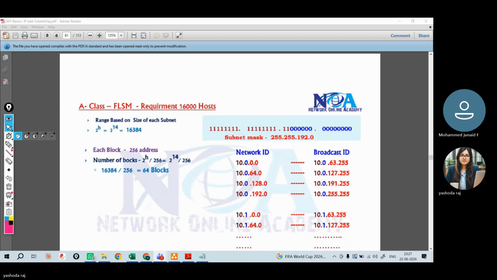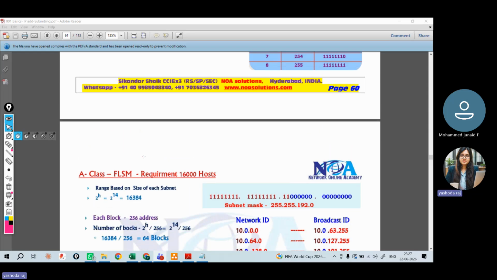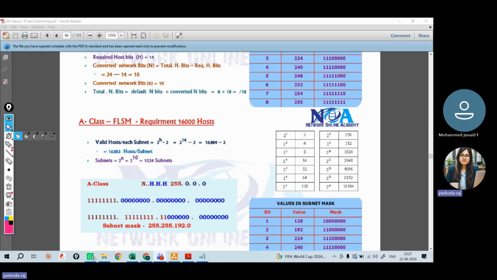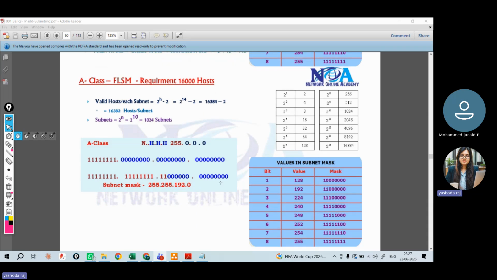See here. What is the block size here? 16,384. Look into this, I am telling you. 16,384. 16,000 people, 16,000 employees. I wanted to provide IP addresses, right? In one block I have 16,000 employees. For each and every person, I have to provide IP addresses. So, number of networks and number of hosts.